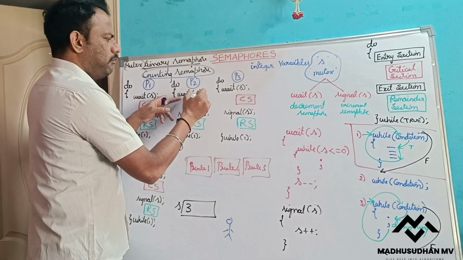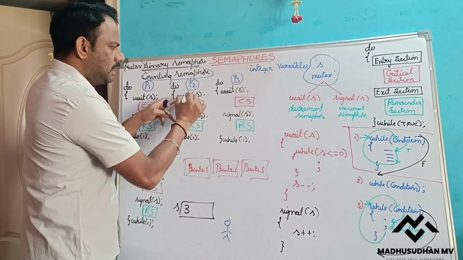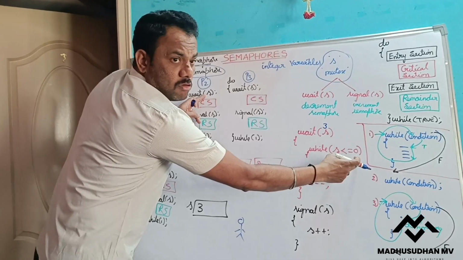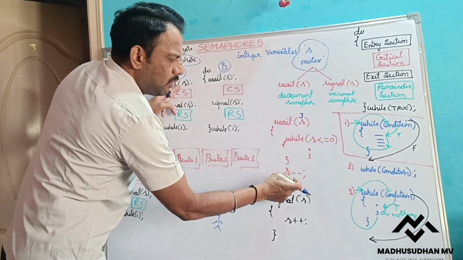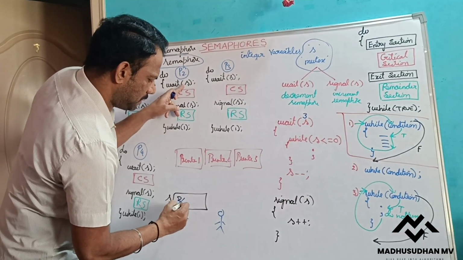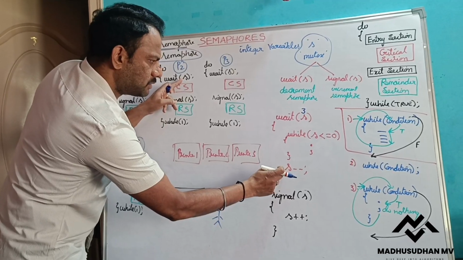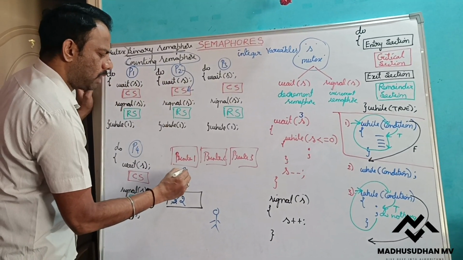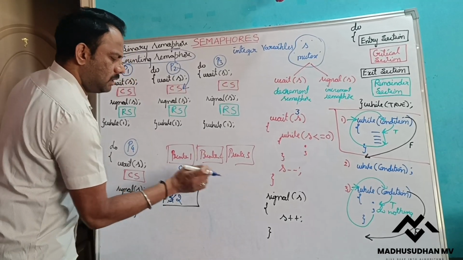It checks wait of S. The S value is 3. Now it checks 3 less than or equal to 0, which is false, so it comes out of the while loop. S gets decremented, and S becomes 2. Now it enters the critical section. That means now one process is using the resource.